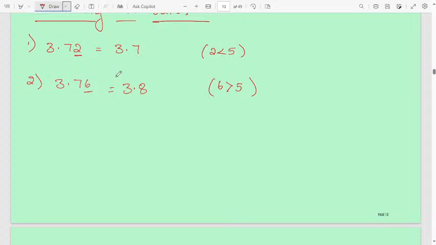Next example, if the next number is equal to 5, what do we have to do? 3.752. Okay, the next number is exactly equal to 5. In this case, you have to see the next number. The next number is 2. If the next number is non-zero, you have to keep in mind, then you can jump to the next number. I told rounding to two significant figures, so 3.8.